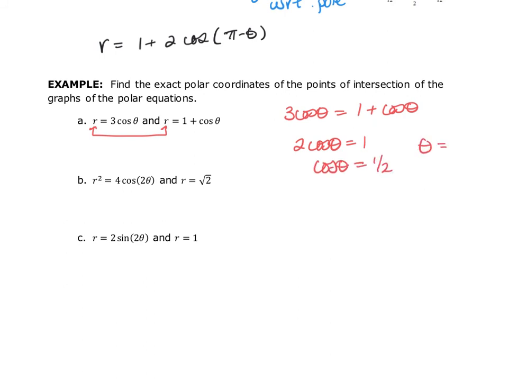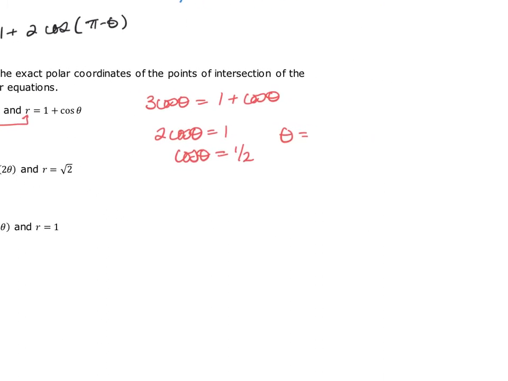We know that happens when, and we'll just solve for it from 0 to 2 pi. Of course, coterminal angles also happen. So theta will be equal to pi over 3, that's the 60, or again at 5 pi over 3.